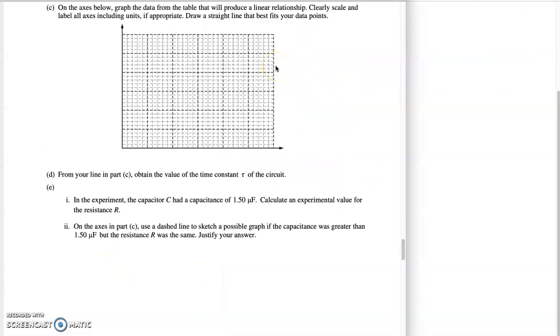All right, making the graph, I said that I was going to make the t-axis horizontal and minus natural log of volt over the original voltage. Again, read the directions carefully. We need to scale and label the axes, including units. This is going to have units of seconds, and this is not going to have units, because we're going to have volts divided by volts, which is nothing, and then natural log of nothing, and then minus that is still nothing. So this will not have any units.